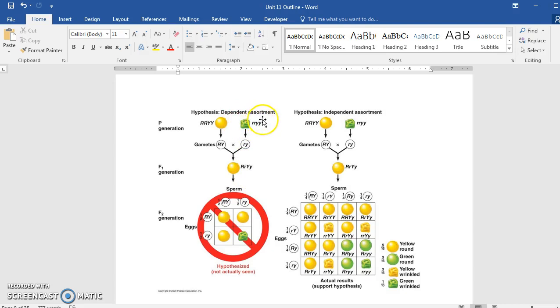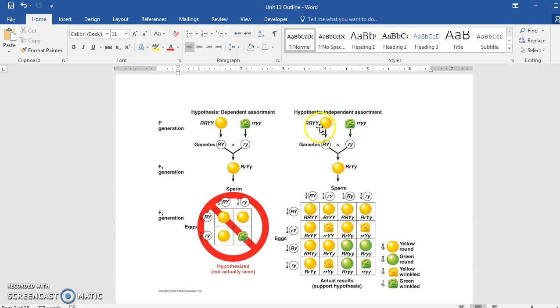And if there was dependent assortment where these traits stay together, you'd see capital R, capital Y with little r, little y. And that's not what we see. This dihybrid cross is a little bit more complex than just the monohybrid cross because we've got more boxes. Because these two traits, these two characters, the seed color and seed surface, are on different chromosomes. They sort independently in meiosis. And so the R's and the Y's don't stay together. So it's possible for a big R and a little y to match up. It's possible for a big Y and a little R to match up.